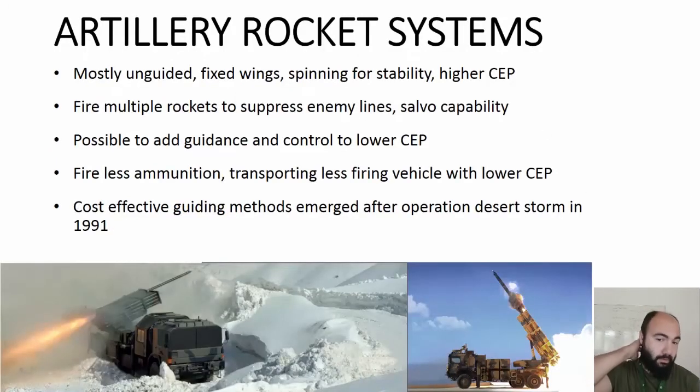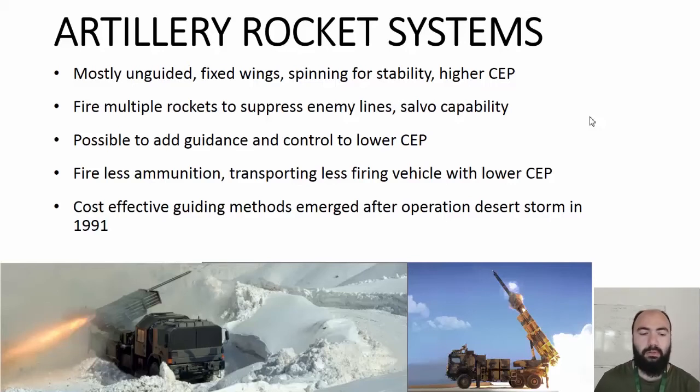So what are the artillery rocket systems? They are mostly unguided, they have fixed wings, and they have spinning for stability, but due to the lack of guidance they have higher CEP. You can fire multiple rockets to suppress enemy lines, and they usually have salvo capability. It is possible to add guidance and control to lower the CEP.